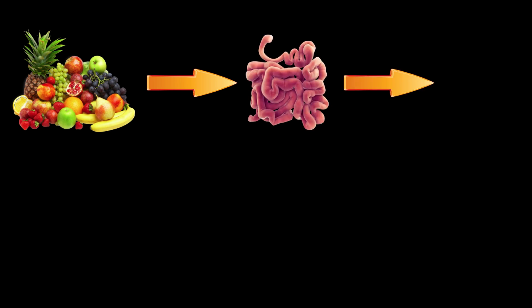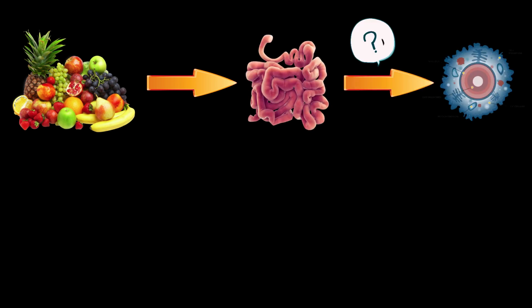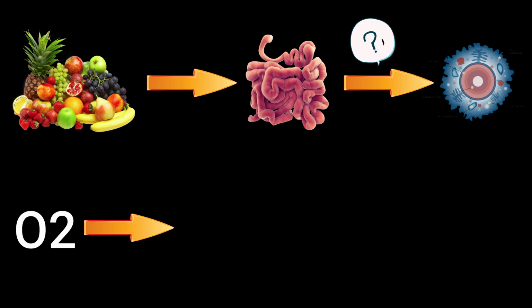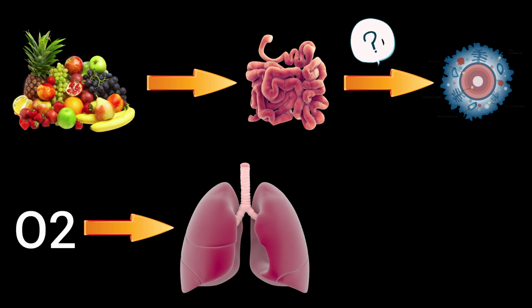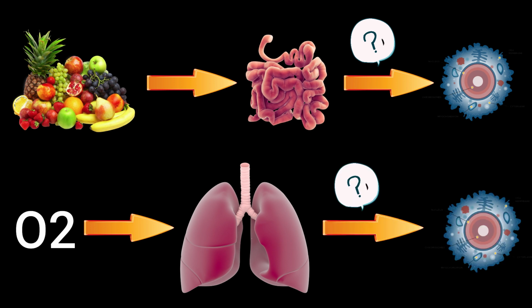Now a question arises to us. When the digestion of food occurs in the small intestine, how does it reach each and every cell? When the oxygen from the atmosphere reaches our lungs, how does it go to each and every cell? So for that, in our body, there is a system which is known as the circulatory system.